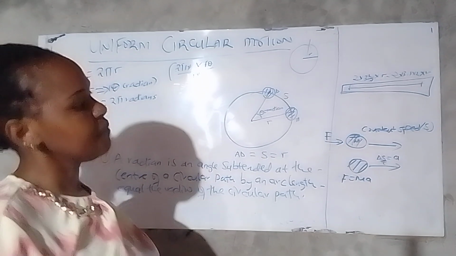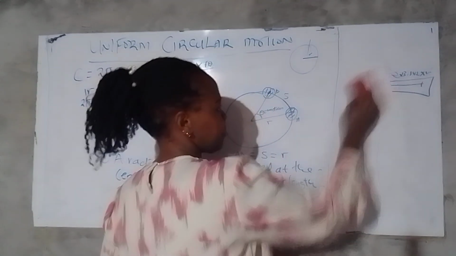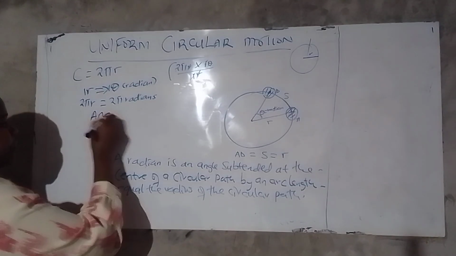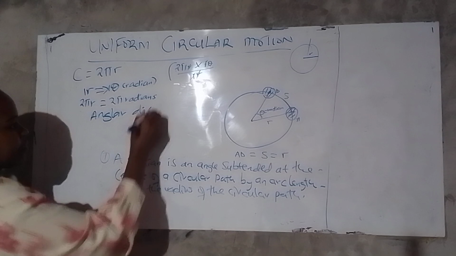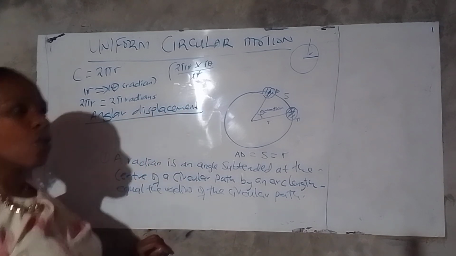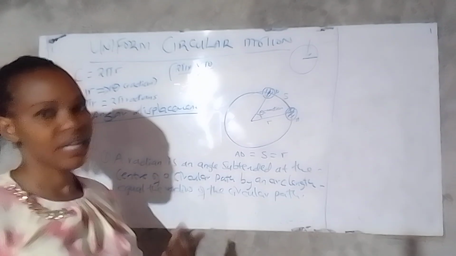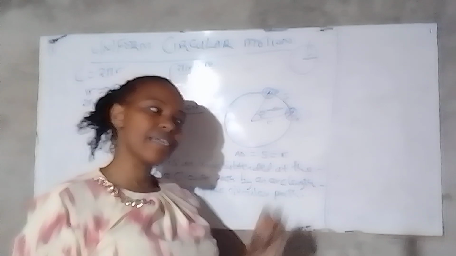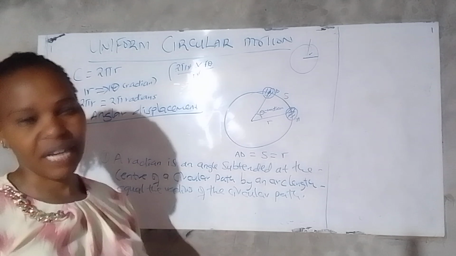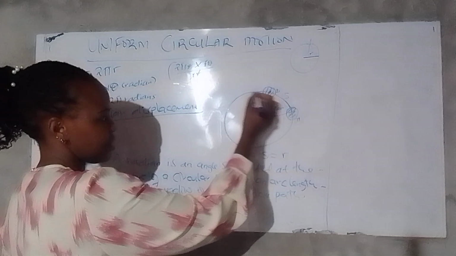Okay? Now finally, let's look at what we are calling angular displacement. In angular displacement, we are looking at how many radians we have covered. What is angular displacement? It is angle, from the word angular, from the word angle. So we are looking at how many angles, how many radians, we have covered. Now to know that, you need to measure the arc length from that point to that point.